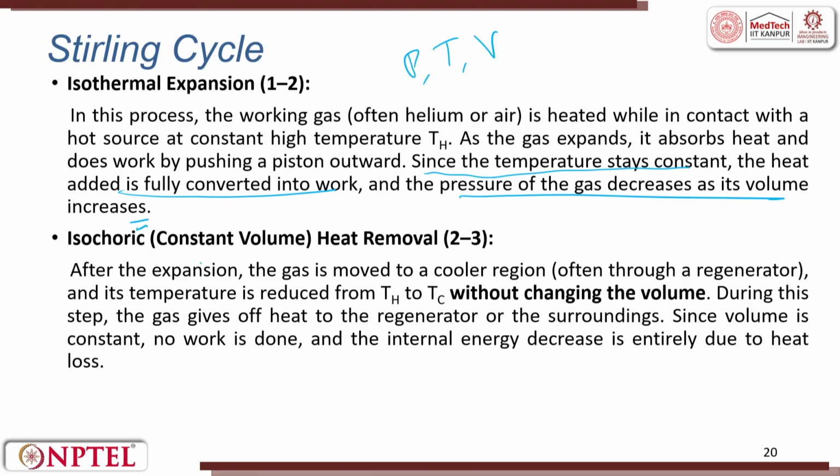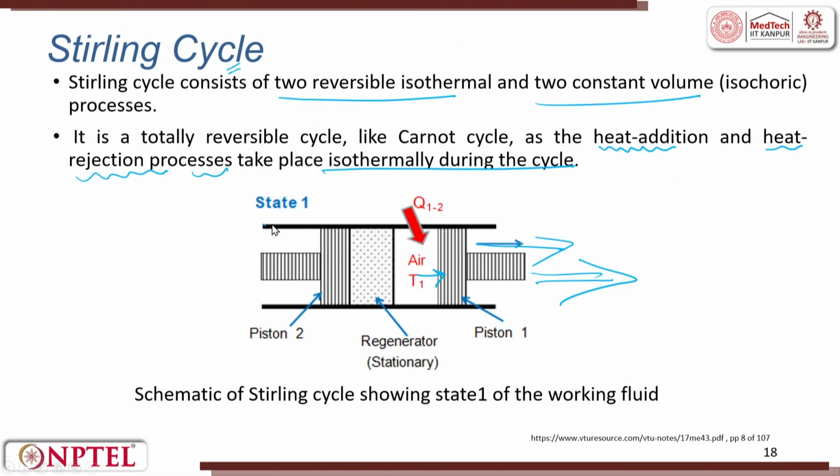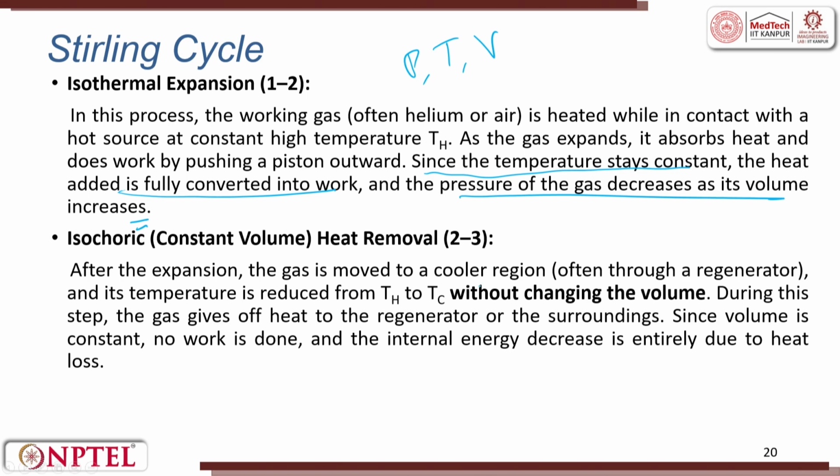If the pressure of the gas decreases as its volume increases, then comes the isochoric process where you have constant volume heat removal. After the expansion, the gas is moved to a cooler region. After the complete expansion, the gas is moved to the cooler region, often through the regenerator. So, now it moves to the other side, to the cooler region, and the temperature is reduced from TH to TC without changing its volume.